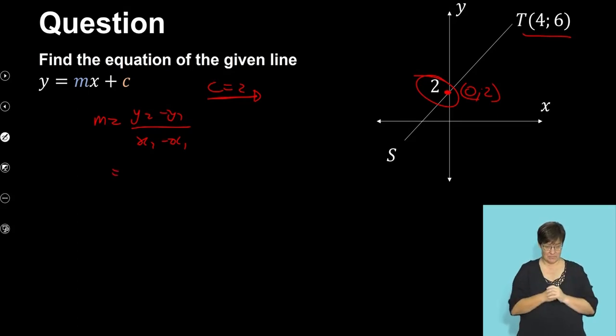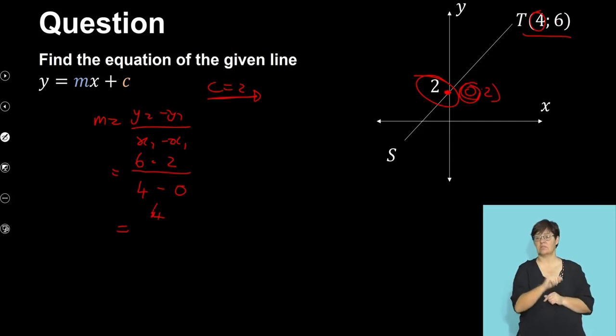So let's jump straight into the gradient formula. What am I going to do? I'm going to go the y value of the second one minus the y value of the first one, 6 minus 2. Then the x value of the second one minus the x value of the first one, so it's 4 minus 0. 6 minus 2 is 4, 4 minus 0 is 4, and I know my gradient is equal to 1.